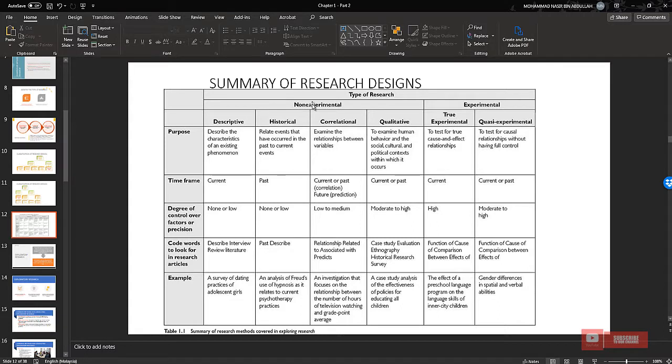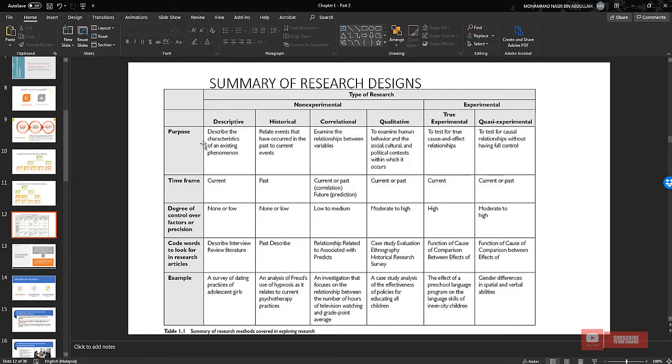Right? We have non-experimental, which are exploratory research and descriptive research. For experimental research, we have true experimental research and quasi-experimental research. The difference between true and quasi-experimental research is the randomization. So the true experimental research has a complete randomization. Quasi-experimental research does not require a full randomization of the subject.